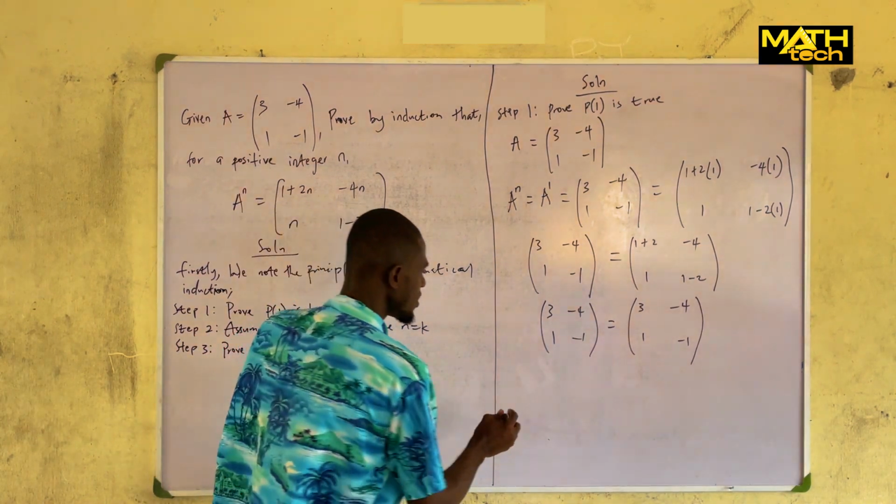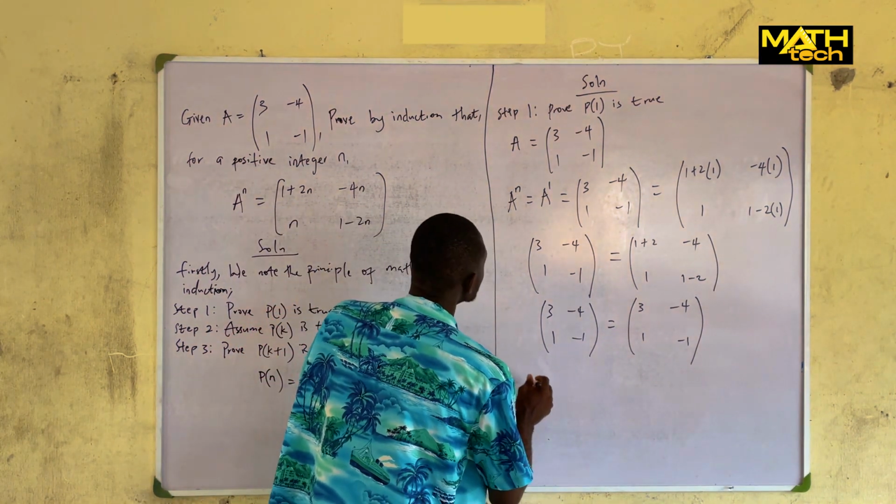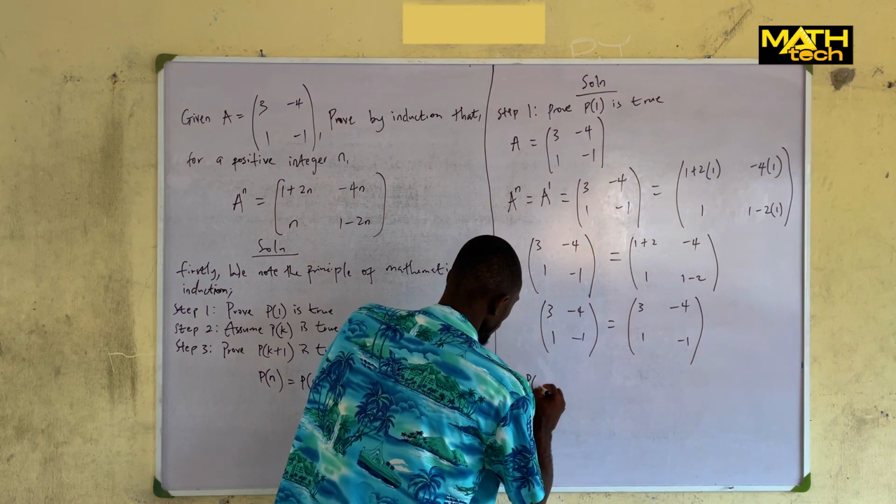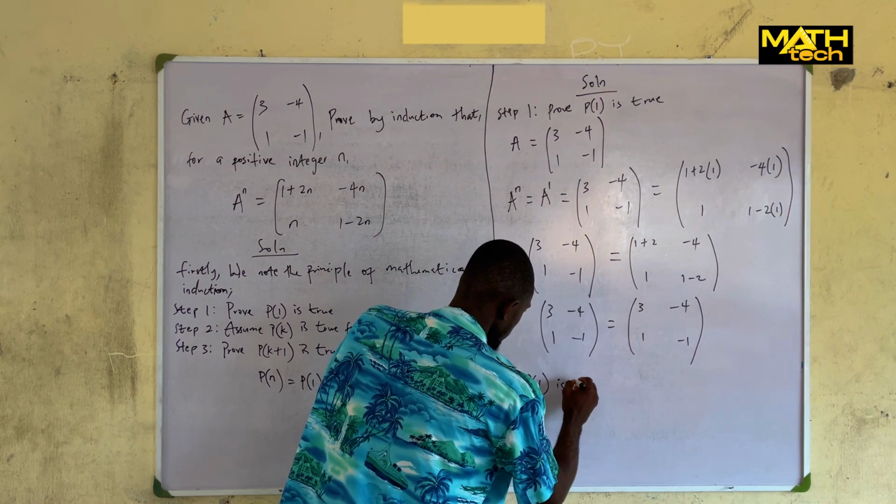So we conclude that, therefore, P of 1 is true.